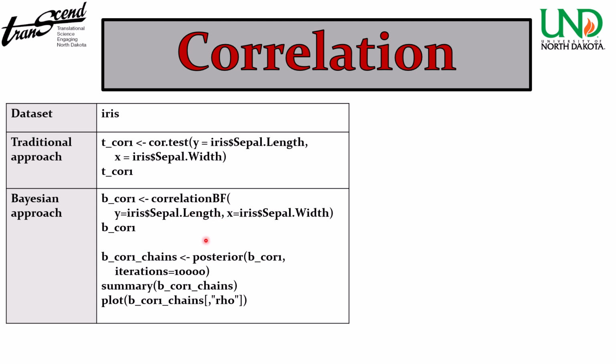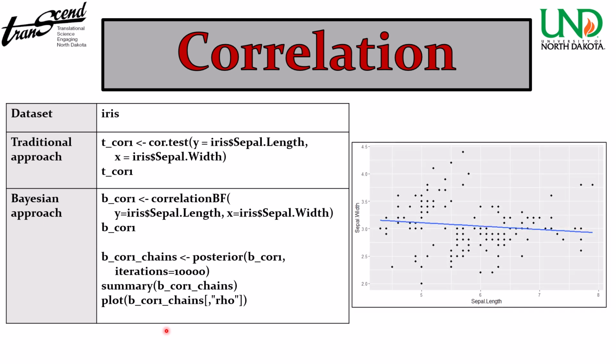We have a y, we have an x. We're doing sepal length and width. We can do the same sort of chains, plots, etc. with the Bayes setup. And this is what we're working with here, sepal width on the y, sepal length on the x. You can see here that it really doesn't look like there's any correlation.